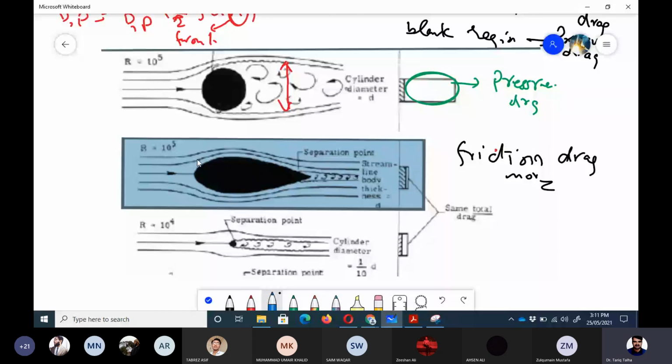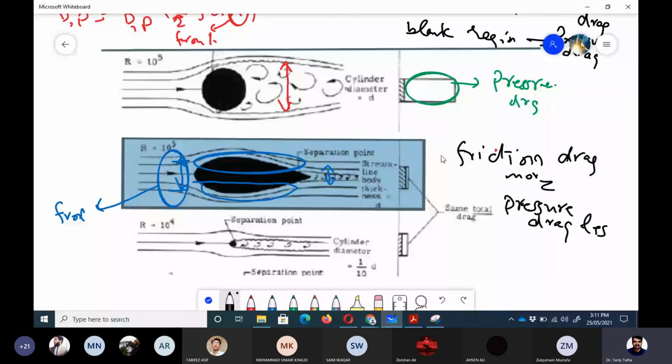But because this frontal area is now less. Now the frontal area, which is this one, this is the frontal area. Now this is less, and then the second thing, the wake region, which is behind the cylinder, is almost negligible. So it means that the pressure drag is very less. So we have increased the friction drag by a little bit, but pressure drag has been significantly reduced.